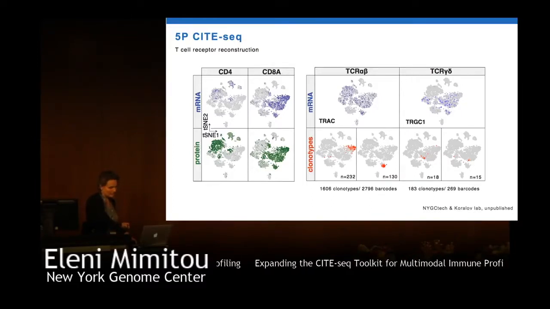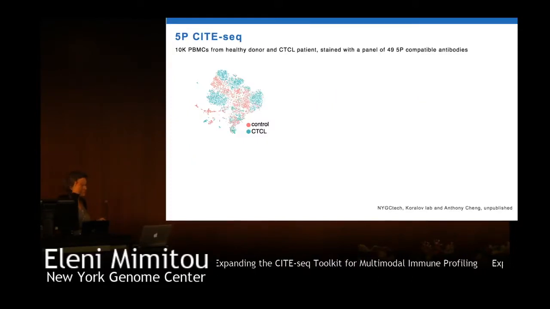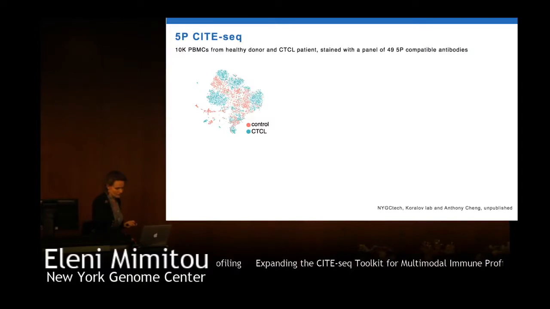Now, to showcase the strength of bringing all these modalities together, I will just share a vignette of a recent CITE-seq experiment that we performed, again with our collaborator Sergei Kovalev at NYU and Anthony Cheng at Jackson Laboratory. So here we have PBMCs from a cutaneous T-cell lymphoma patient, alongside the control PBMCs I showed you before. This is transcriptomic-based clustering after cell alignment using the recently published pipeline. And first, colored, I'm showing you the cell identity, what's coming from the healthy.